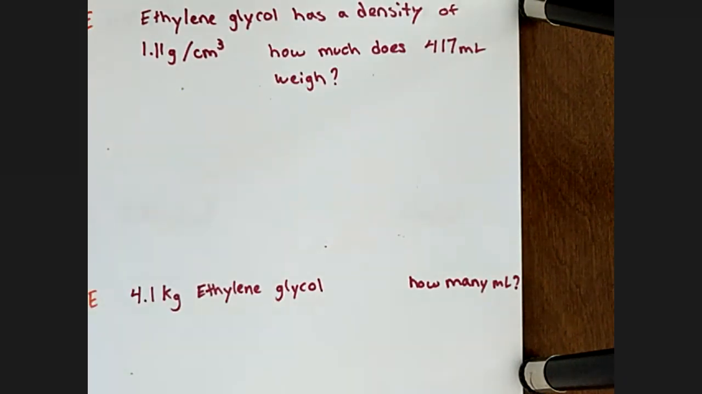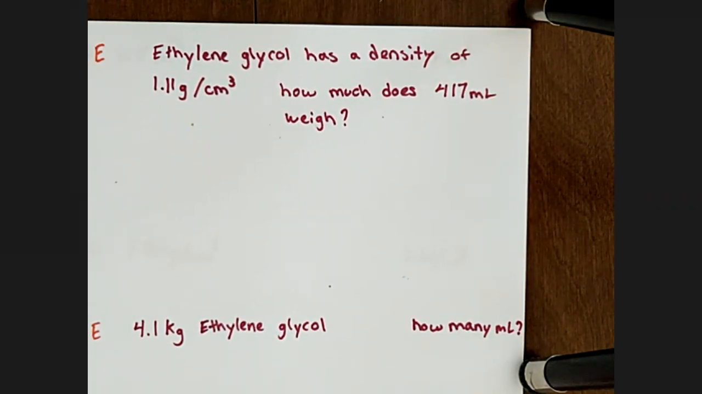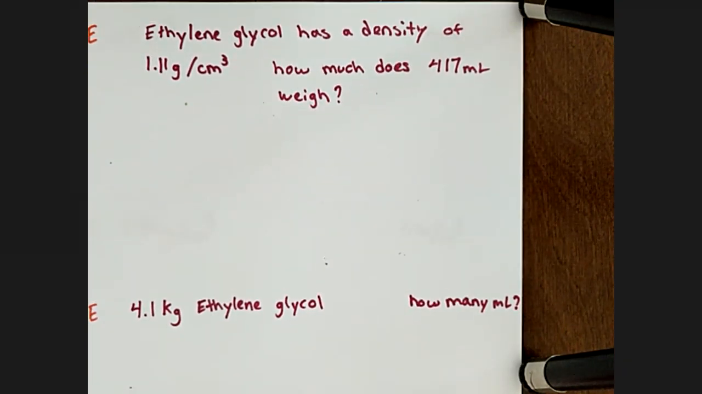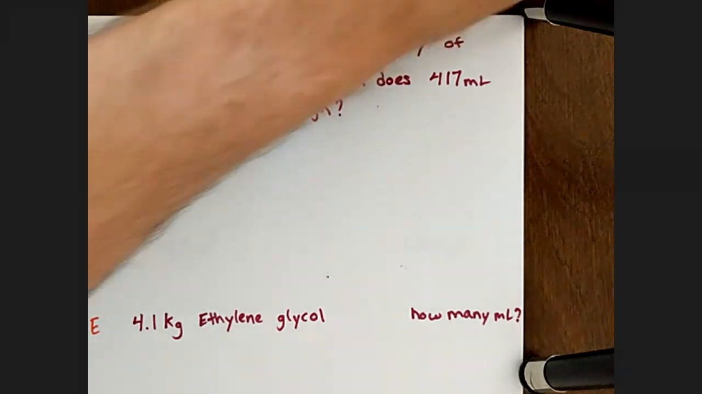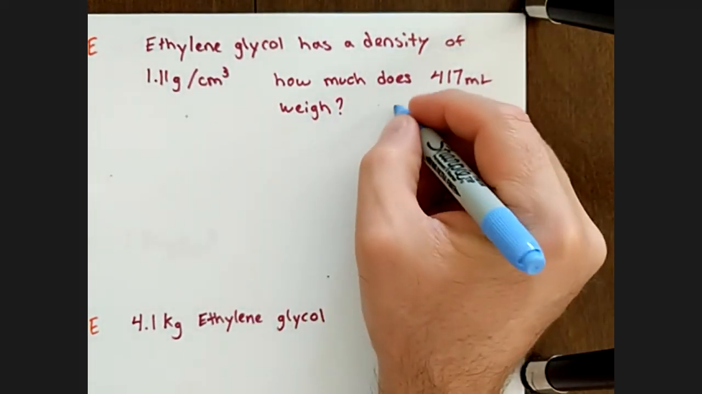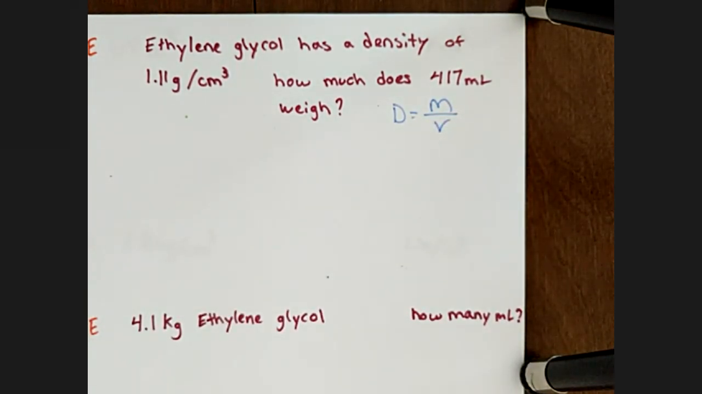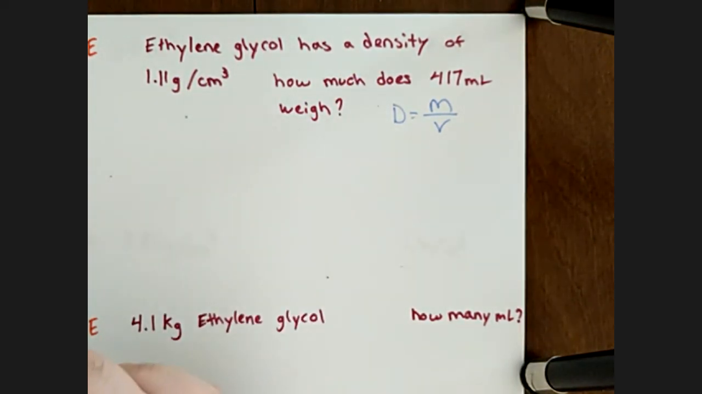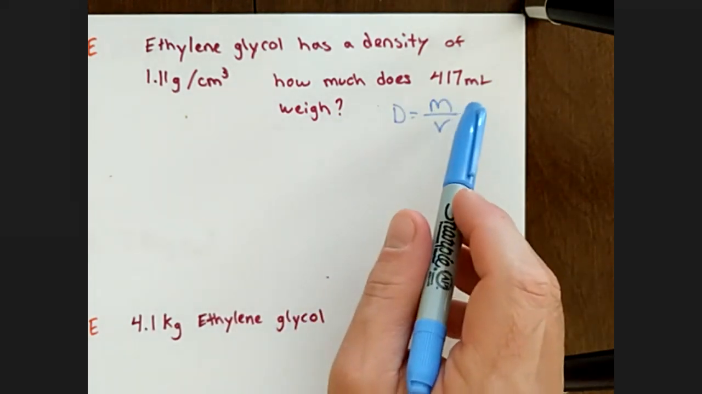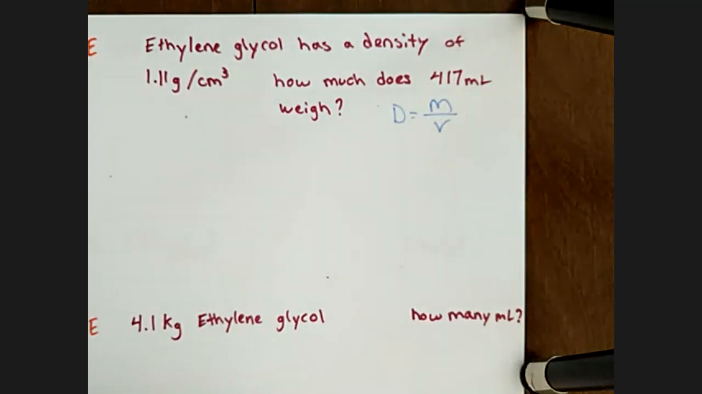All right, let's look at another problem here. Now, again, I would still consider these to be on the easy side. So these are now incorporating some of our use of density. Okay, so we know that density is mass divided by volume. Ethylene glycol has a density of 1.1 grams per centimeter cubed. How much does 114 milliliters weigh? So we're given the volume and the density, and we want to solve for mass.